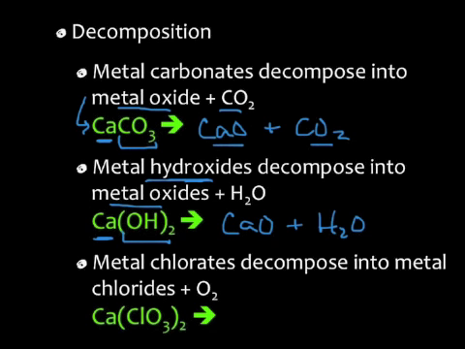Okay, my last one here is a metal chlorate. Again, any metal combined with the chlorate. Those decompose into a metal chloride. So Ca is a +2, Cl is a -1. So I get CaCl2 plus O2. And then for this one, to balance it, we need to put a little 3 in front of that O2.